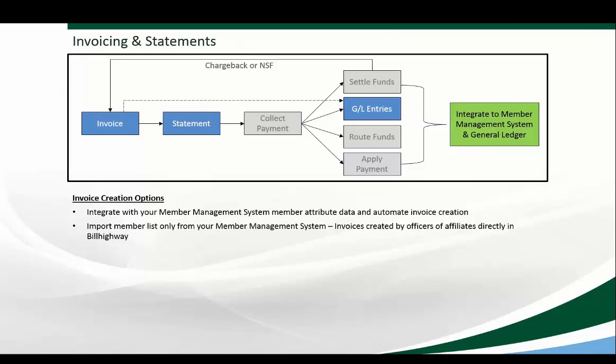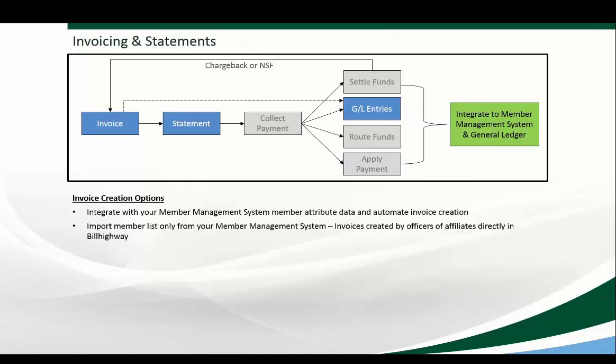But we also create what we call a statement. So think of this like a utility bill that you get from your electric company, where the statement is representative of all of the charges on your account historically. So that statement is summarizing all of the prior invoices that are unpaid on your account, and those are reflected in what's sent to you as a member.